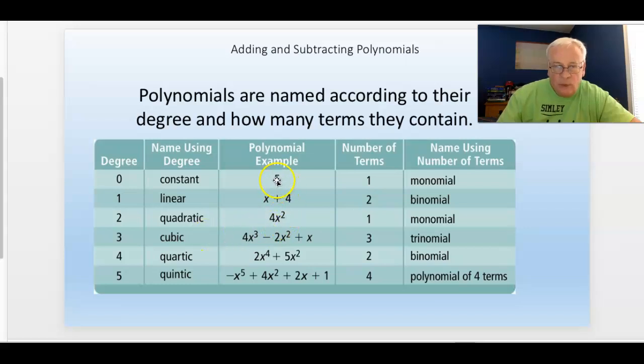If it only has one term, it's a monomial. If it has 2 terms, it's a binomial. And 3 terms, like this one right here, is a trinomial. Anything greater than 3 terms, they just call a polynomial, whether it has 4 terms or 5 terms or whatever.